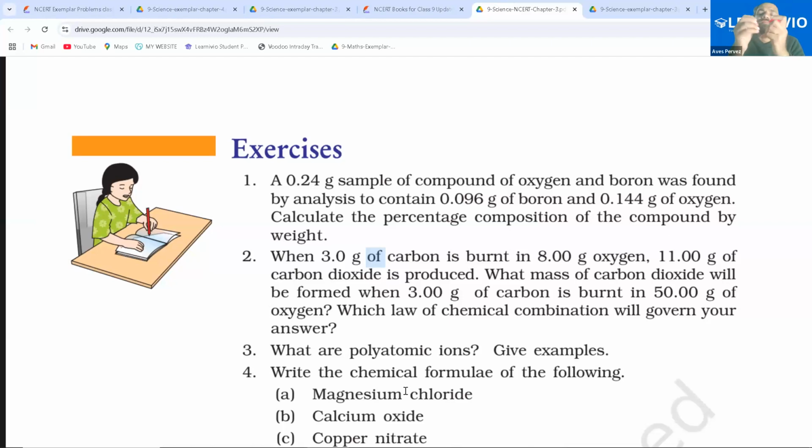In a sample of 0.24 grams of compound, a sample of compounds of oxygen and boron was found. So boron is 0.096 and oxygen is this one. Calculate the percentage of the composition of the compound. So will you be able to answer this one? This is very simple. Will you be able to answer this one?